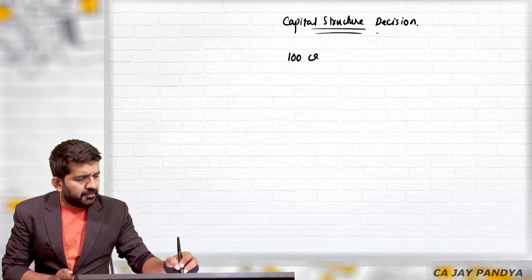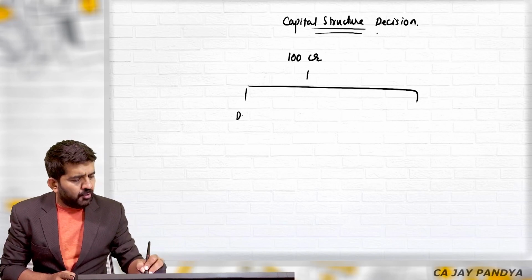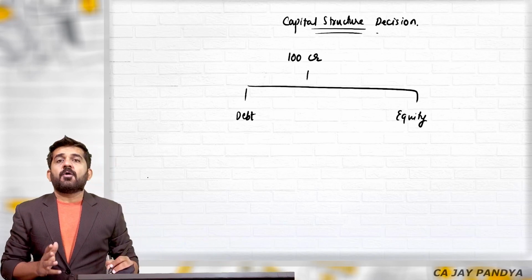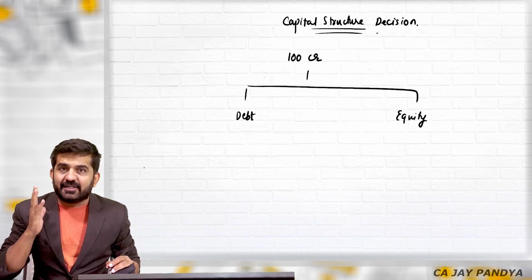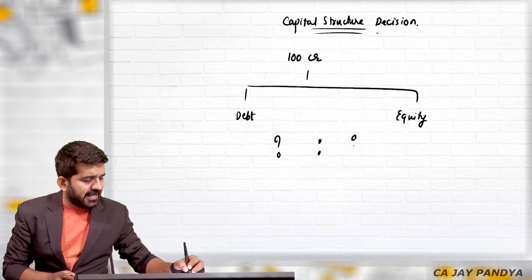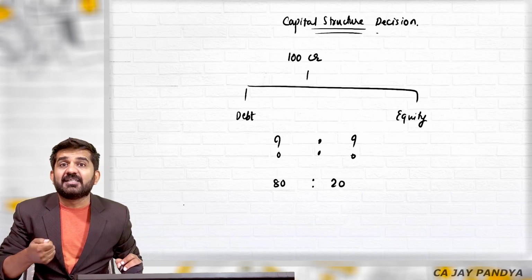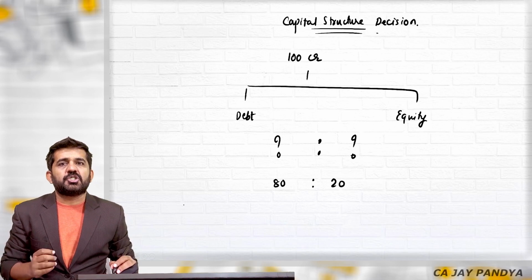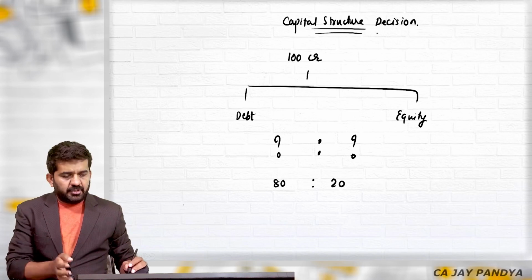If in my company 100 crore rupees is required, I will borrow either from debt or from equity or from a combination of debt and equity. Higher the debt, higher is the risk. What should be the proportion of debt and equity? 80-20%. If I decide, I am taking a capital structure decision. What is capital structure decision? Deciding the proportion between debt and equity is capital structure decision.